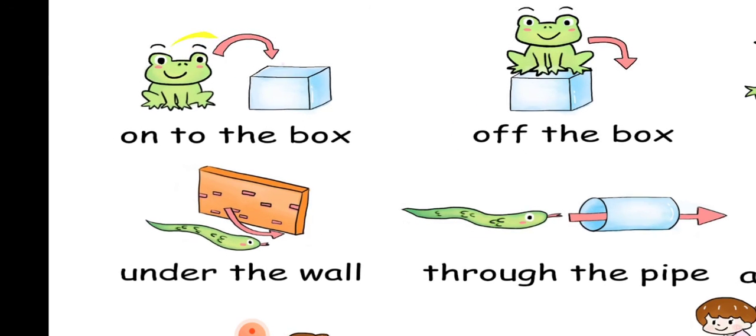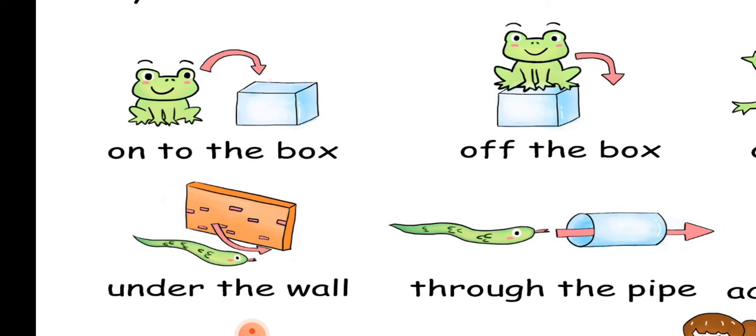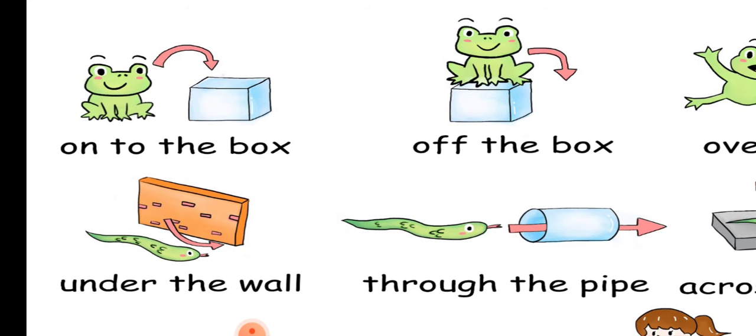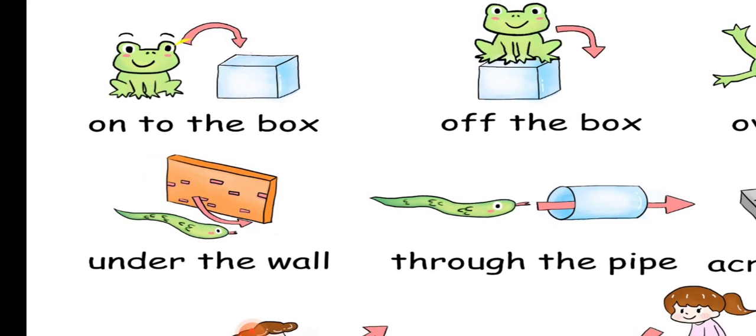Because this arrow is showing us that there is going to be movement by the frog from this position to this position. Okay, from this position to this position. Movement has started from here to here, he is going to move from here and come here.